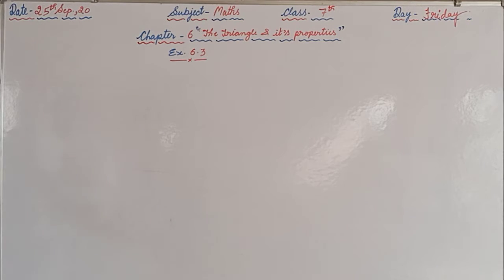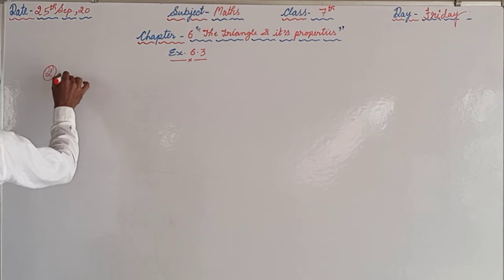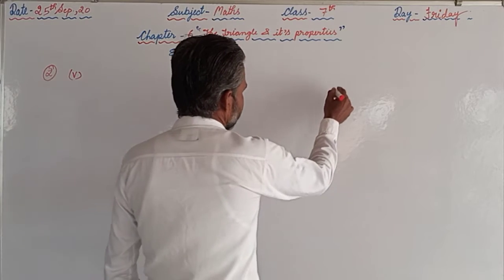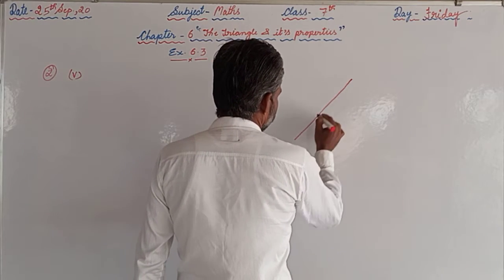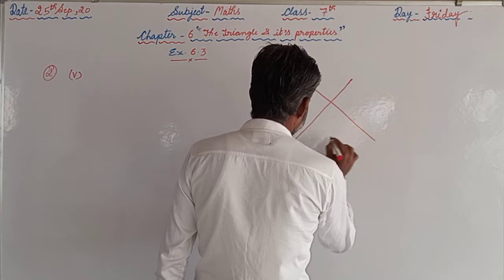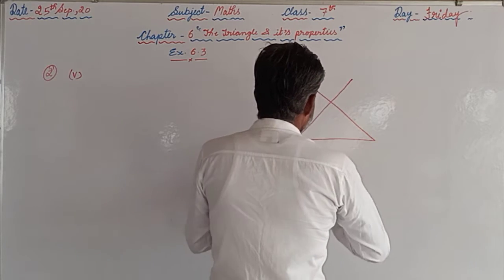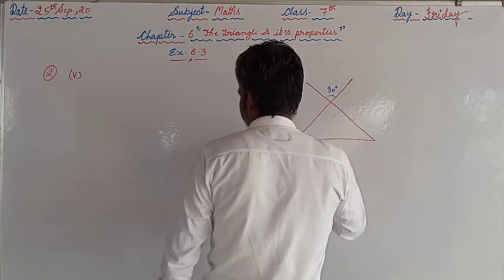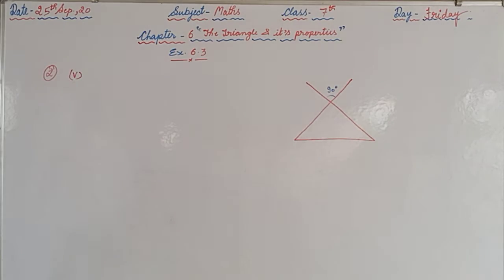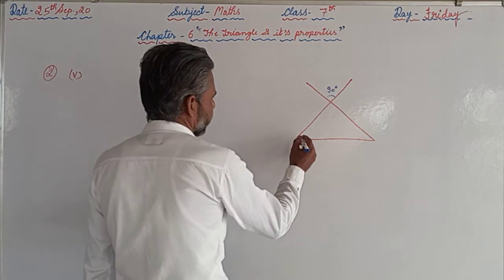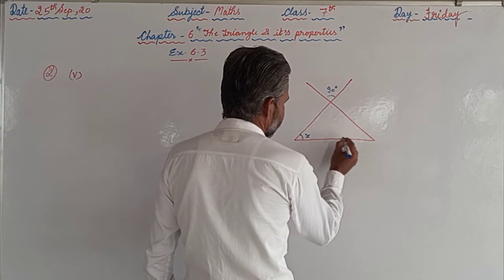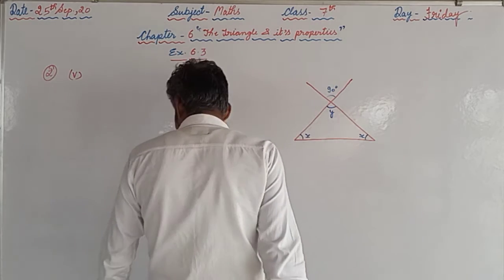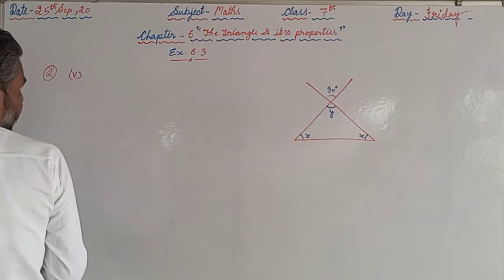So that is question number 2 part 5th, and the diagram is given like that. This angle is already given 90 degree, and then base angles are same, that is x, and this angle is given y. We are supposed to find the values of x and y.